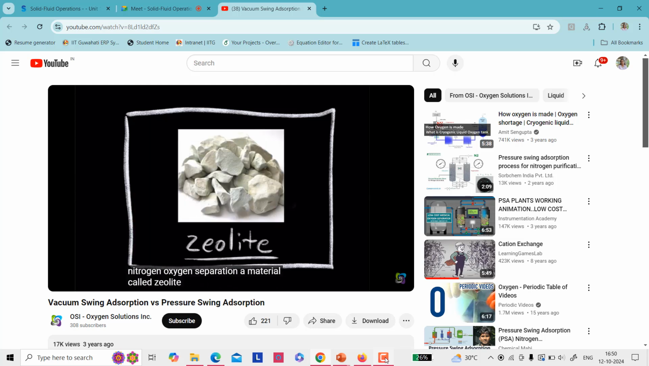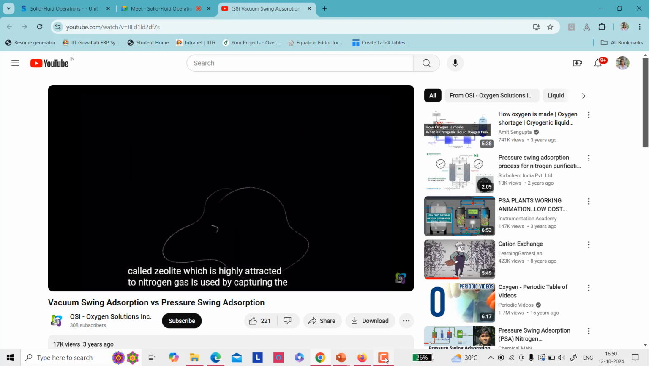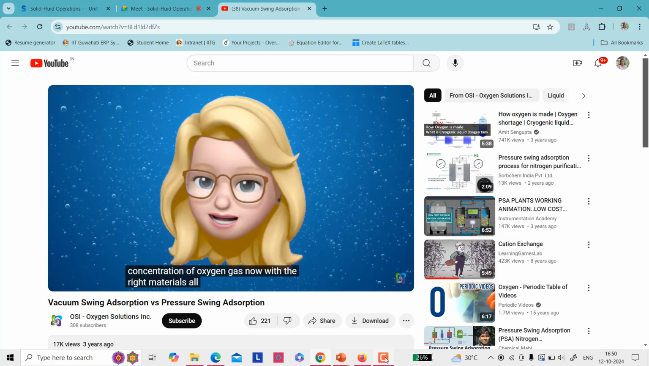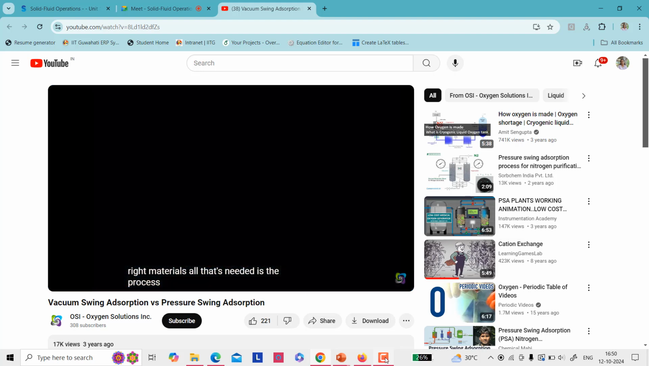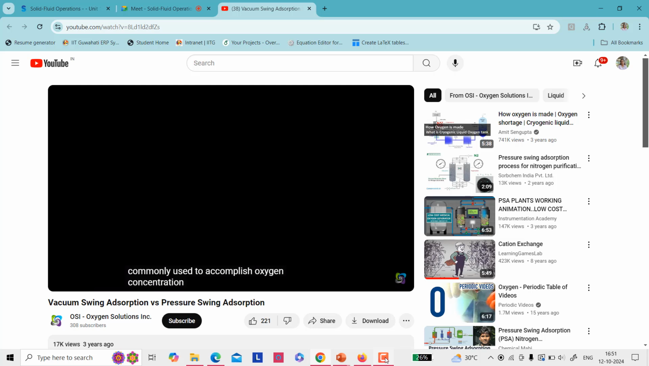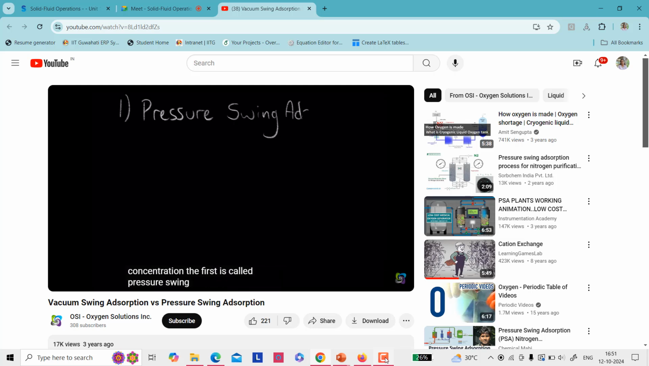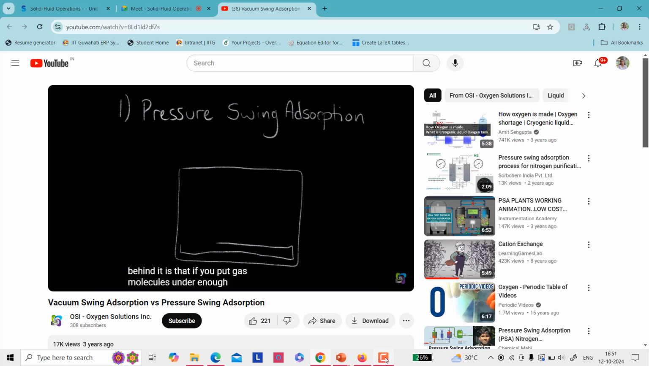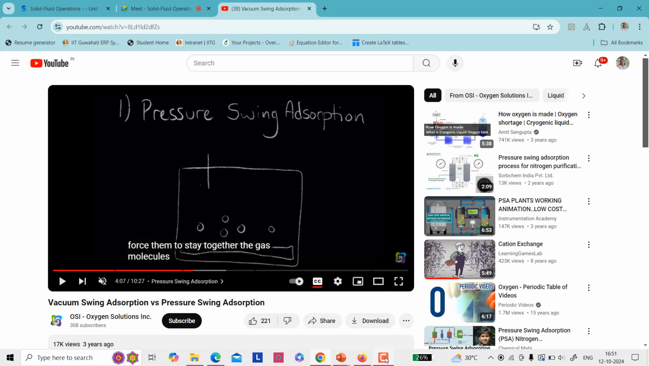Now, with the right materials, all that's needed is the process. There are two industry processes commonly used to accomplish oxygen concentration. The first is called pressure swing adsorption. The idea behind it is that if you put gas molecules under enough pressure and force them to stay together, the gas molecules will be attracted to solid surfaces.